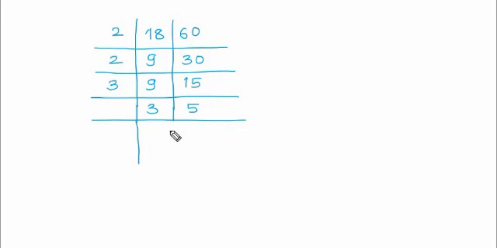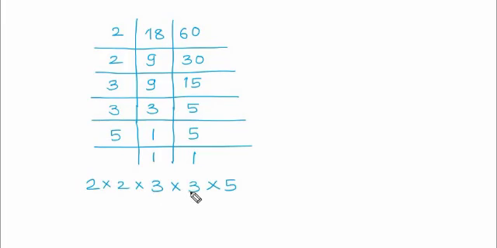Next, we will need 3. 3 ones are 3. 5 we cannot divide, so 5 comes down as it is. And now we have to use 5 as the divisor. 1 comes down as it is. 5 ones are 5. We reached 1. So these are our factors we have to multiply. I'll multiply these first. 2 3s are 6, 6 3s are 18. And 5 2s are 10. So 18 10s are 180. So 180 is our LCM.